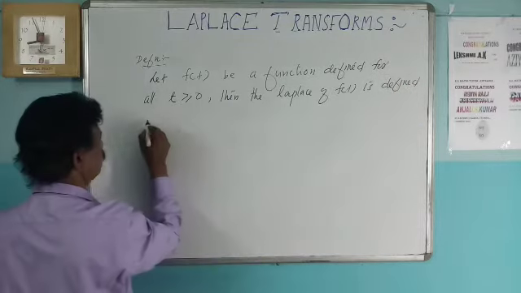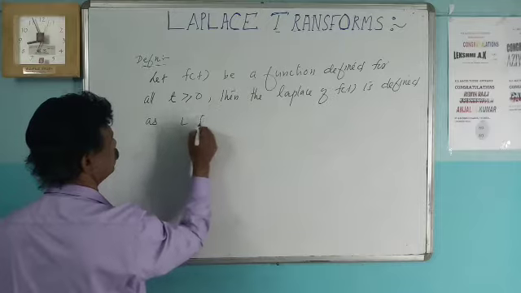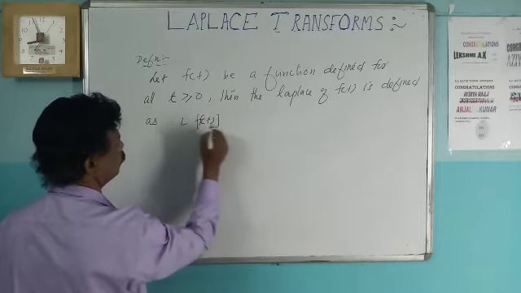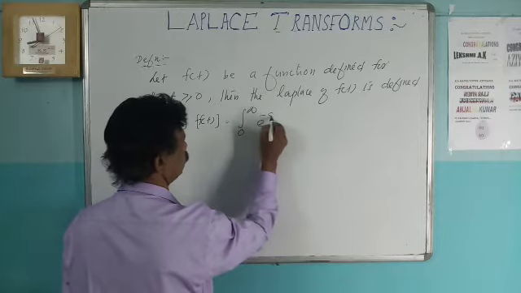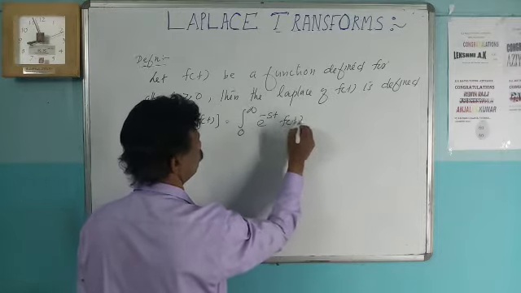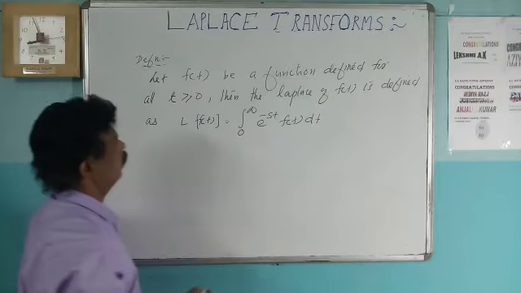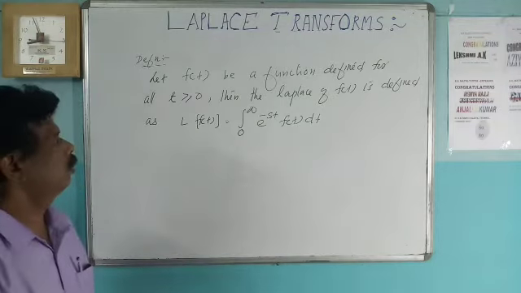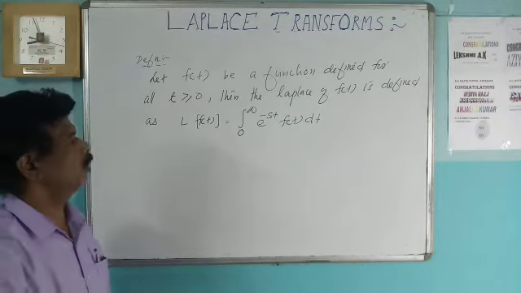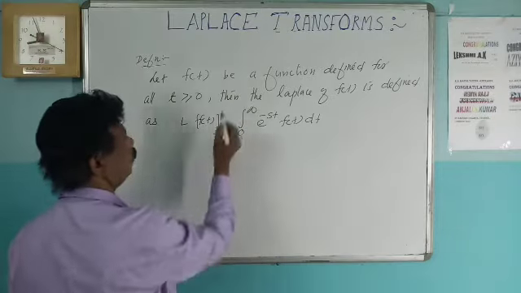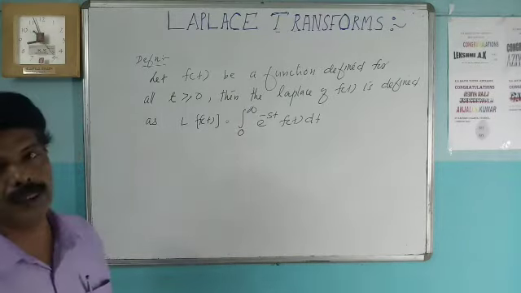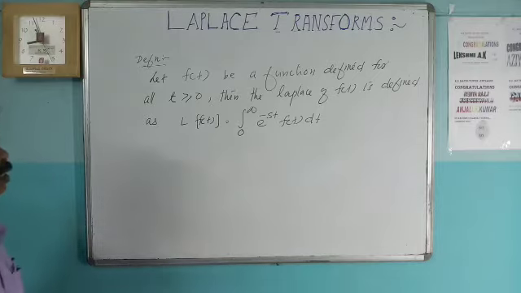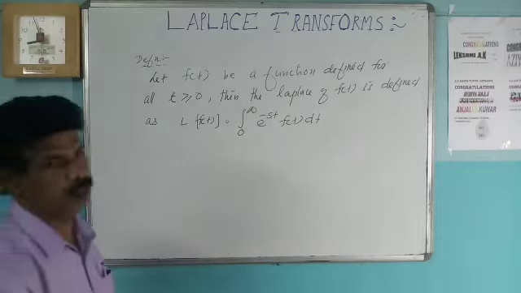Laplace of f of t equal to integral 0 to infinity e raised to minus st f of t dt. If f of t is a function defined for all t greater than or equal to 0, then the Laplace of f of t is defined as Laplace of f of t equal to integral 0 to infinity e raised to minus st f of t dt.